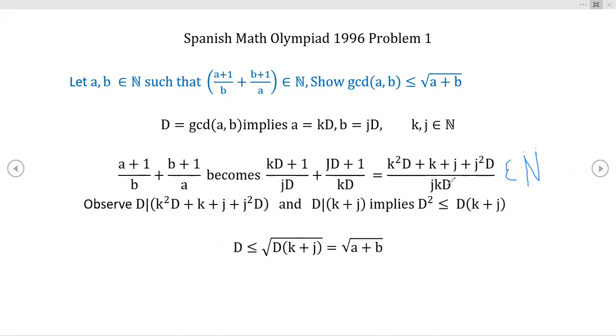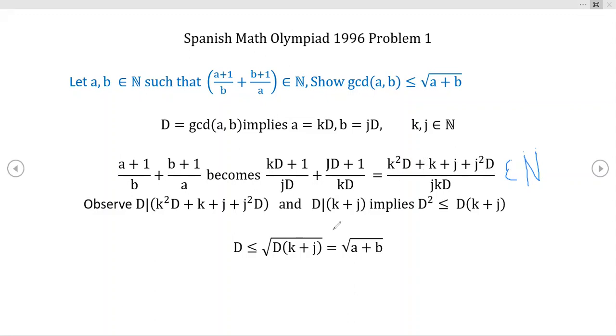D is in the denominator here, and it has to divide the numerator. D is already here and here, but it also has to divide K plus J in order for this to be an integer, or a natural number, excuse me. I hope that makes sense, because K plus J would have to be divisible by D, or this expression here would not be divisible by D.